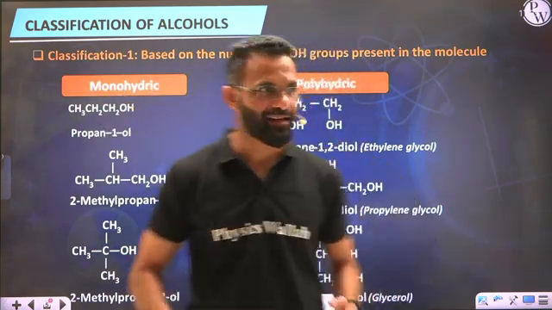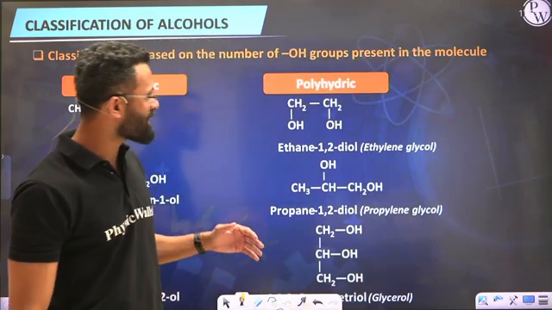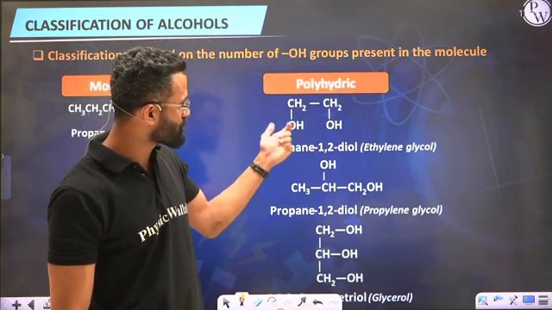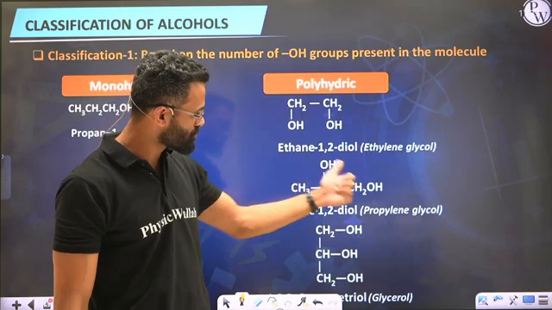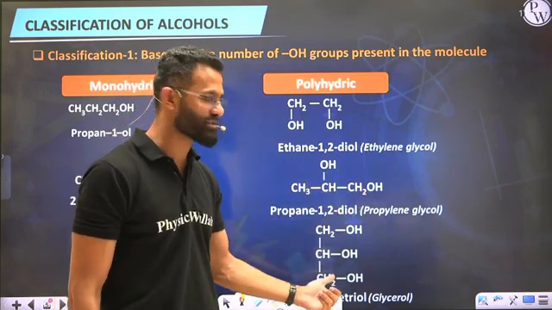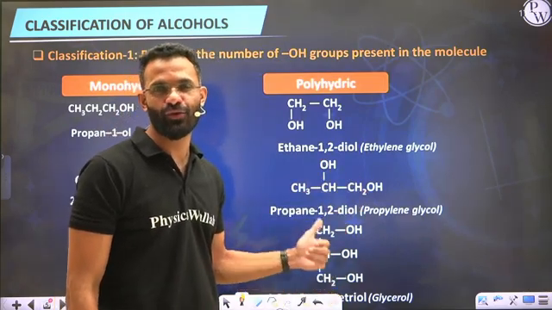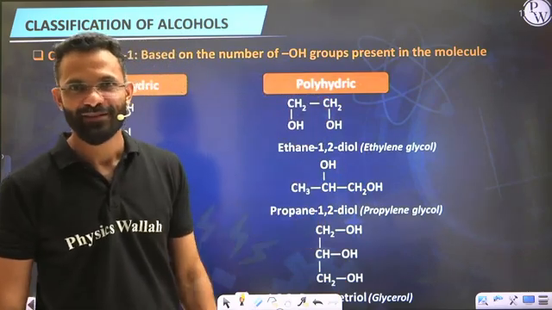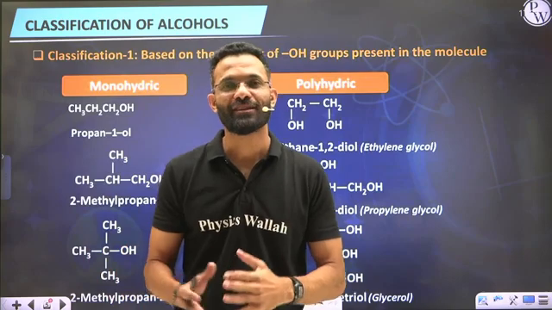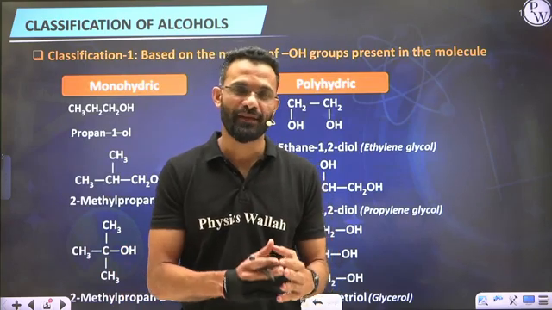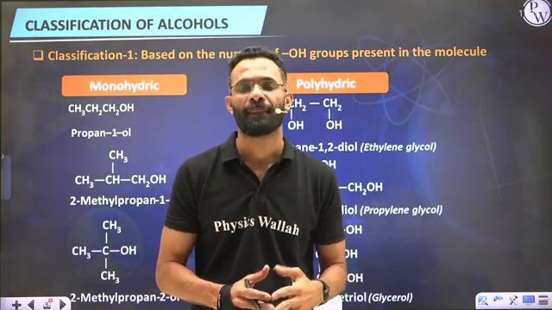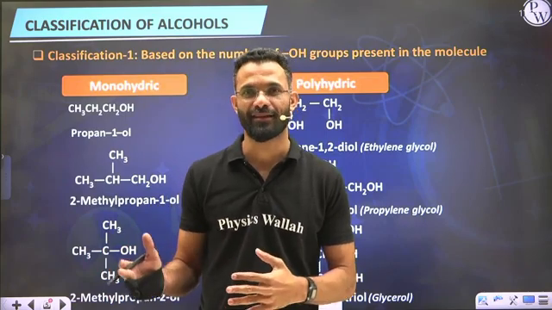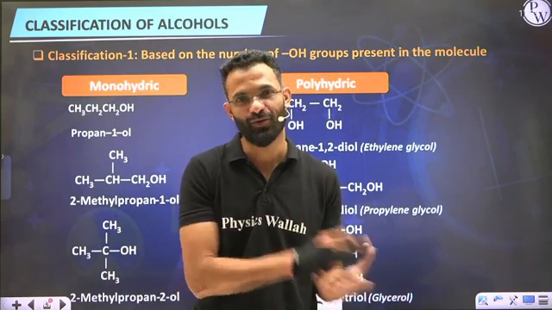On the other hand, if a molecule of alcohol contains more than one hydroxyl group, like 2 OH groups here, also 2 OH groups here, and here we have 3 OHs, then such kind of alcohol will be referred to as polyhydric alcohol. So simply, based on the number of OH groups present in a molecule of an alcohol, we classify them as monohydric and polyhydric alcohols.